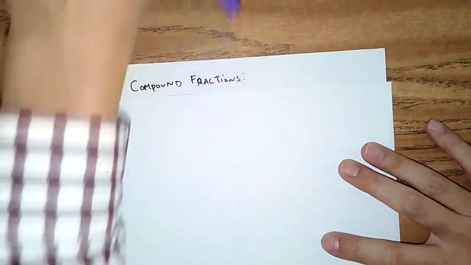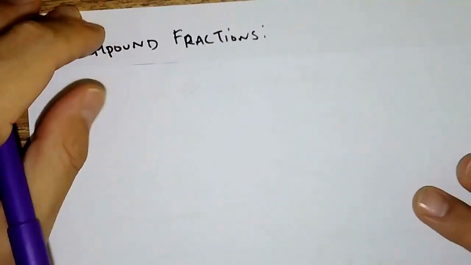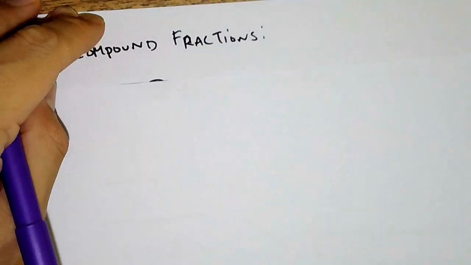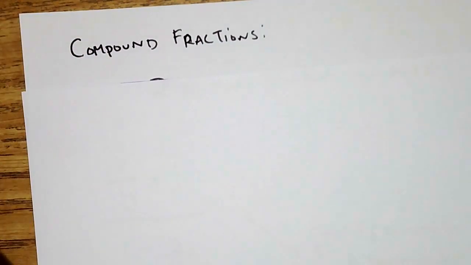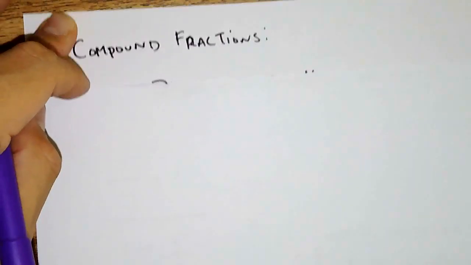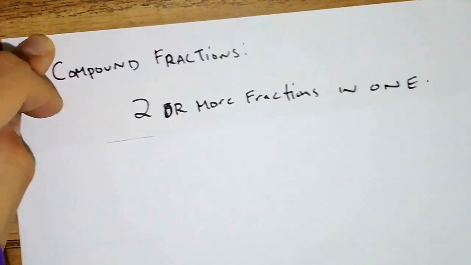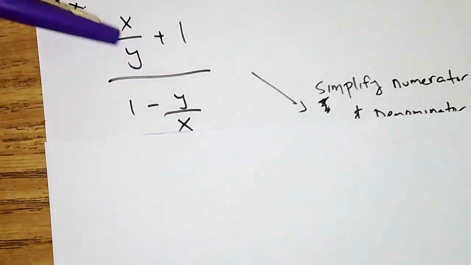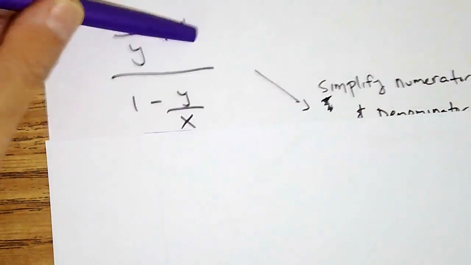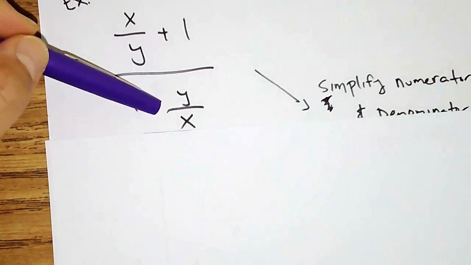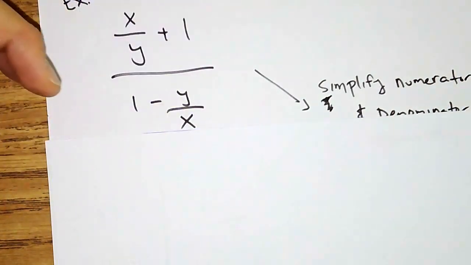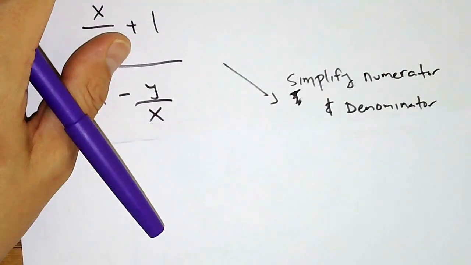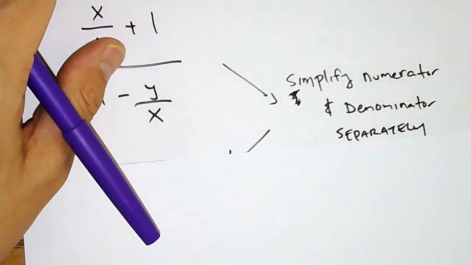Okay. The next part is compound fractions. What is a compound fraction? Just like a compound word, it's 2 words in one, right? Same thing with this. It's 2 or more fractions in one. And this would be our example. X divided by y, x over y plus 1, divided by 1 minus y over x. Seems complicated, yes, but it's not, because I'm going to break it down to you very simply.